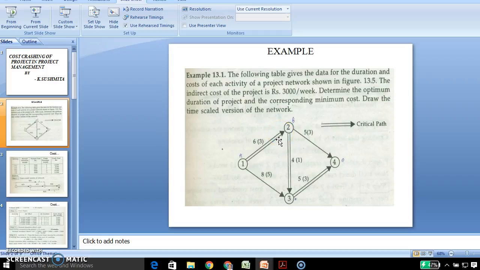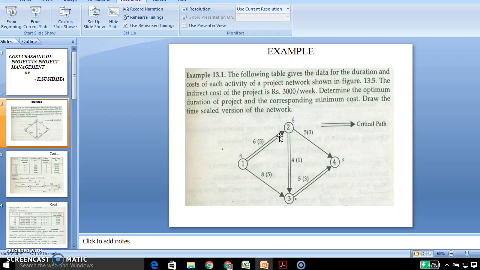Coming to the crash time. Crash time is the minimum possible time in which an activity can be completed by employing extra resources. Beyond this time, the activity cannot be shortened by any amount of increase in resources. It is denoted by TC. And the crash cost is the direct cost corresponding to the completion of the activity within the crash time.